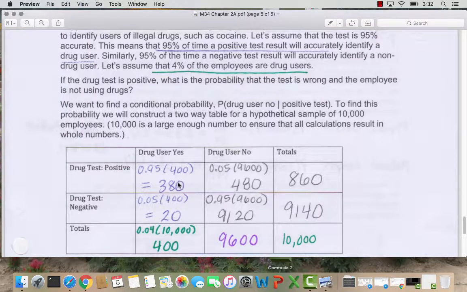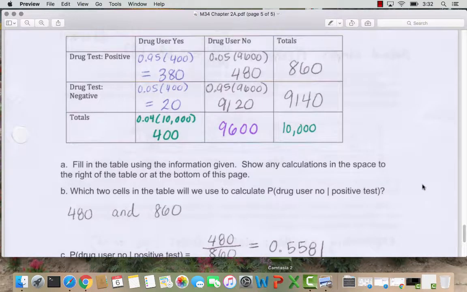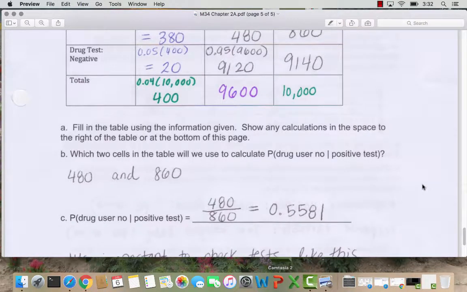So if we add up the rows, we get 380 plus 480 is 860, and 20 and 9,120 is 9,140, and you can check that these add up to 10,000. Similarly, we know 400 plus 9,600 will add up to the 10,000. So now we want to figure out, well, what's the probability that the person is not a drug user if they get a positive result?